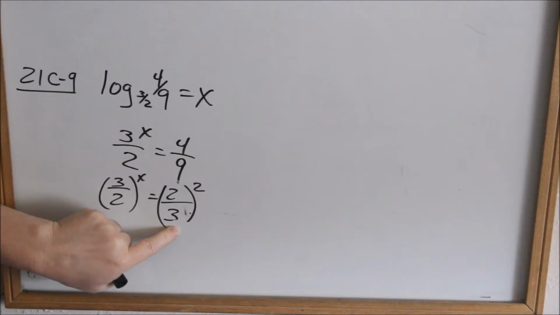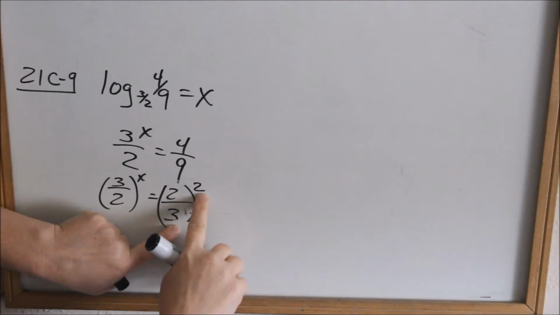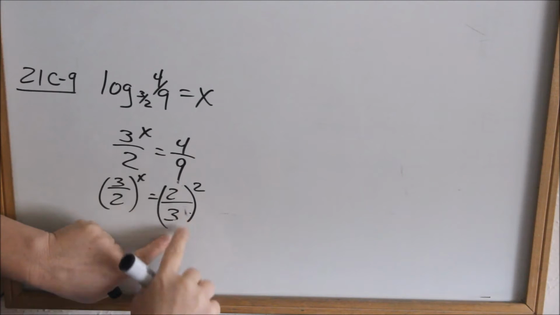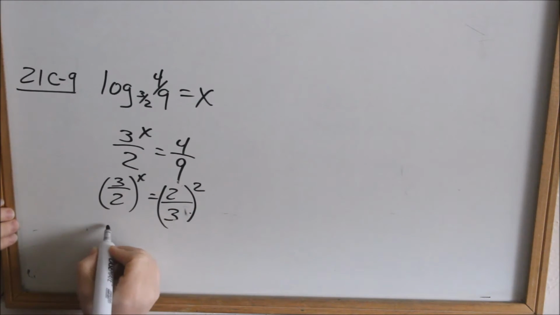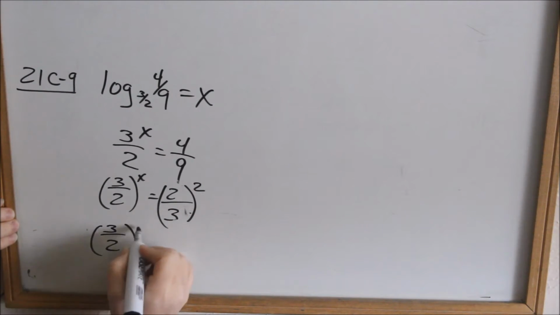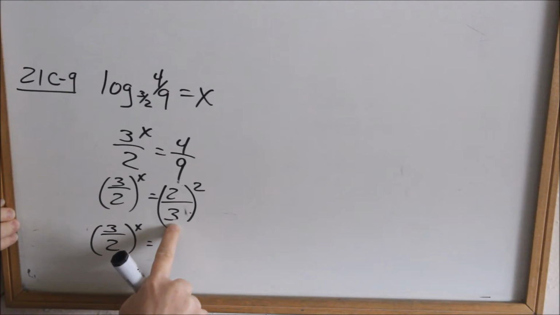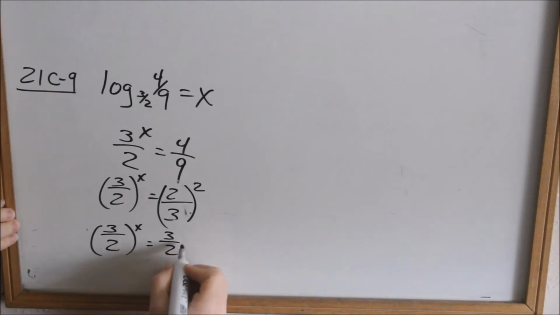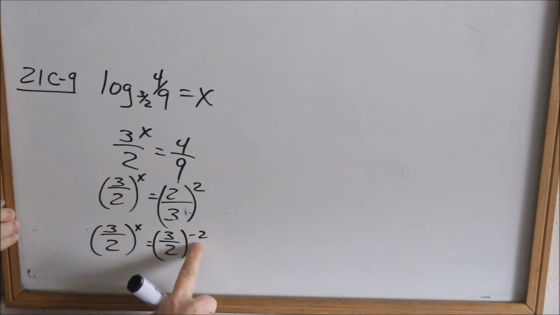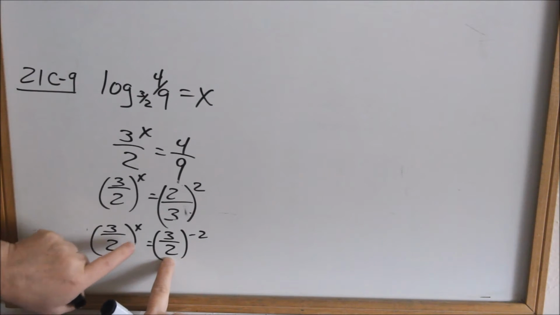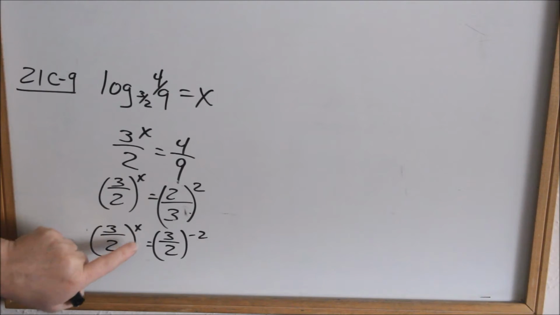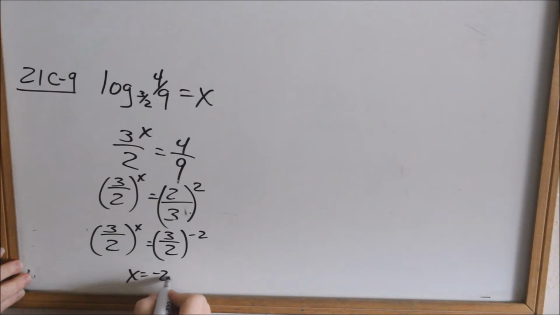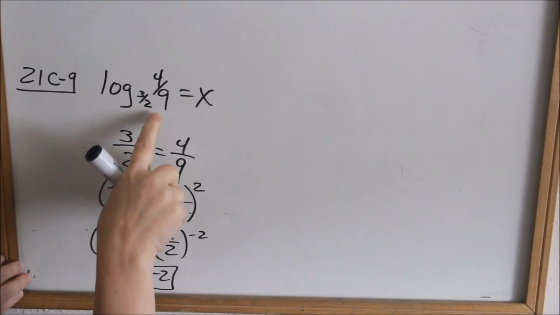This needs to be the reciprocal. When I change the place of each one of these, what do I do to this sign? I change it. So when I change the place of each one of these, I have to change the sign. So now I can say 3 over 2 to the x is equal, taking the reciprocal, means I have to change the sign of my exponent. Changing the place of your bases means change the sign of your exponent. So now it's to the -2. Now these match. Now I can just set my exponents equal to each other. So that means x has to be -2 in order for the original problem to be a true statement.